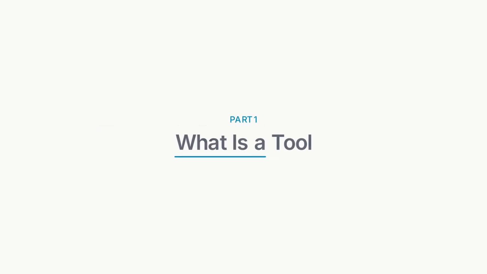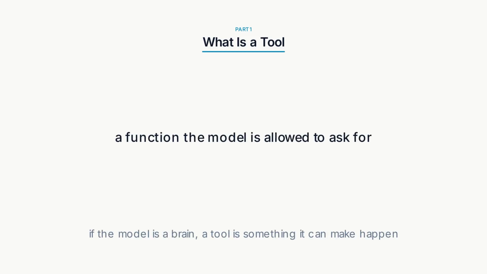Part 1. What is a tool? The word sounds technical, but the idea underneath is simple. A tool is just a function the model is allowed to ask for, a small, specific capability, living outside the model, that it can call on the moment it needs to. If the model is a brain, a tool is a single, well-defined thing that brain can make happen in the outside world.